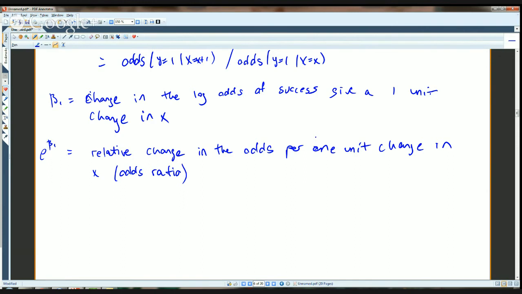Okay, and then Scott asked a question, and just in the interest of time, I hope that kind of answers that question, but that's how you interpret an odds ratio.